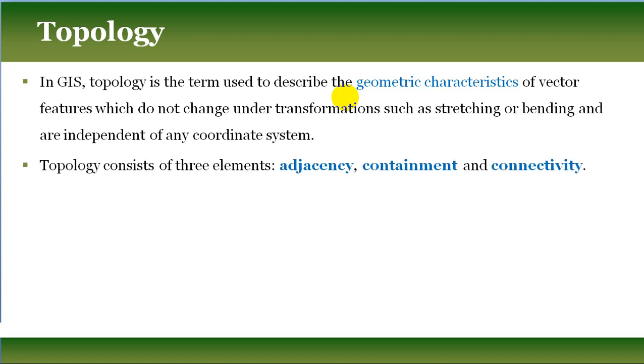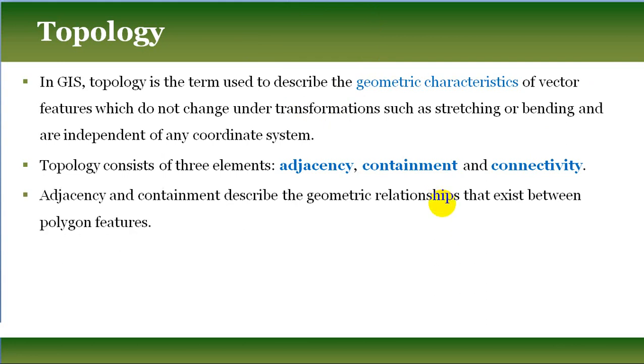Topology consists of 3 elements, or you can say 3 types of geometrical characteristics. Adjacency, whether the spatial features are adjacent; containment, whether one spatial feature is contained by another spatial feature; and connectivity, whether a spatial feature is connected with another spatial feature or not. So this geometrical characteristic is represented by topology. Topology in this way consists of 3 elements.